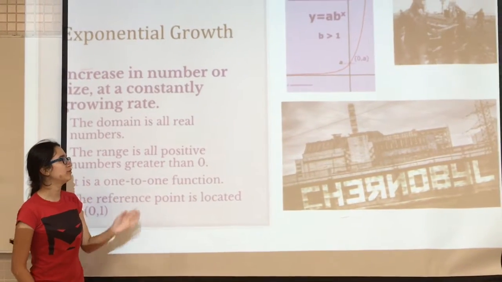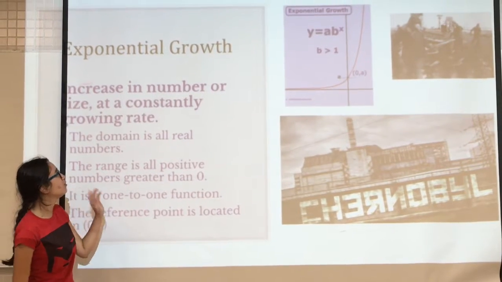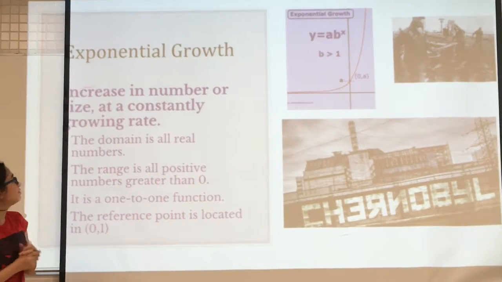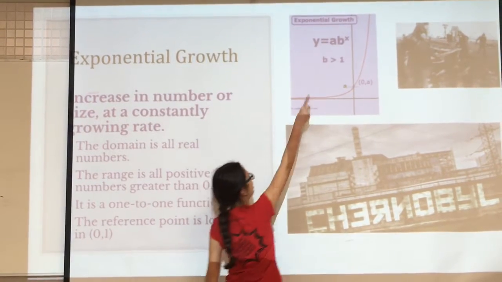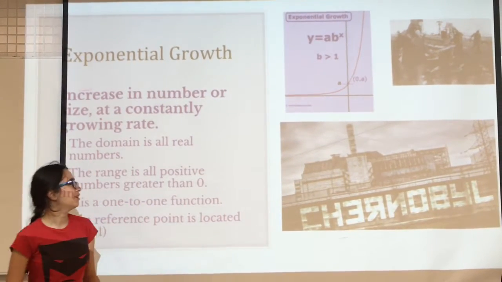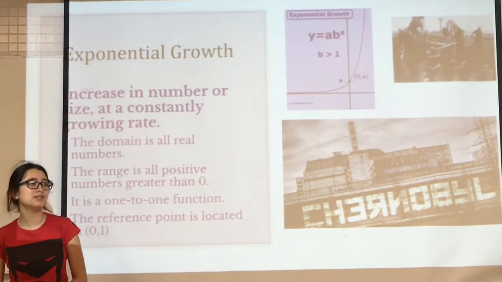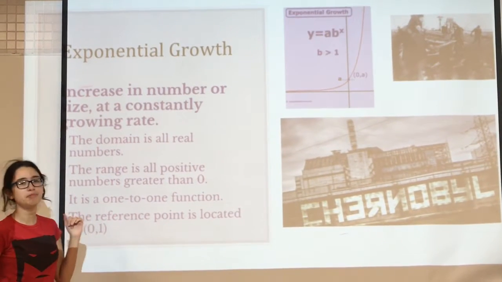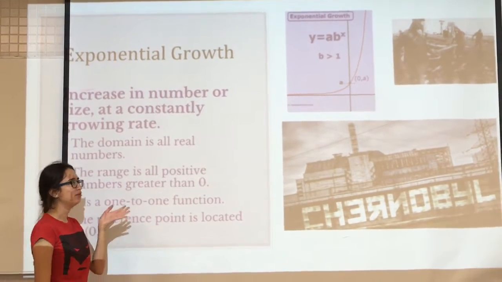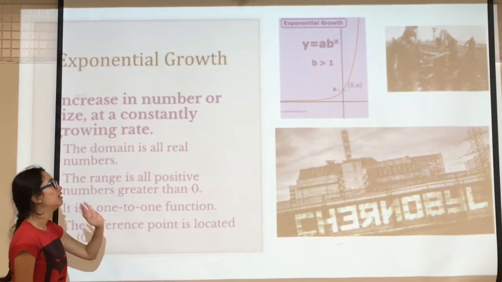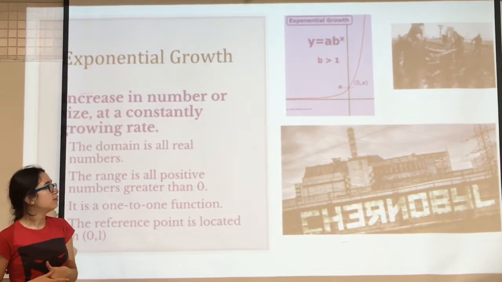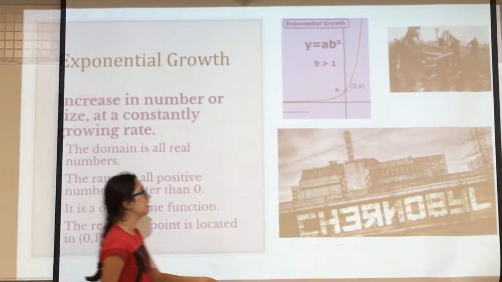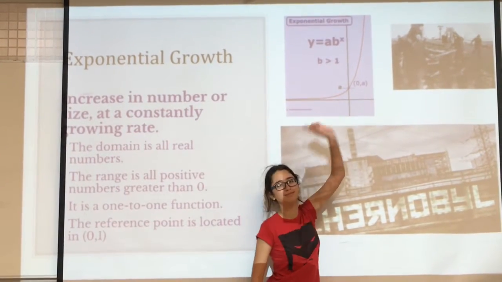For phase 1, first we're going to explain what exponential growth is. Exponential growth is the increase in number and size at a constantly growing rate, as we can see right here. Some of its properties are that the domain is all real numbers, and the range is all positive numbers greater than 0. Another property that exponential functions have is that they are one-to-one functions, and also the reference point would always be (0,1).